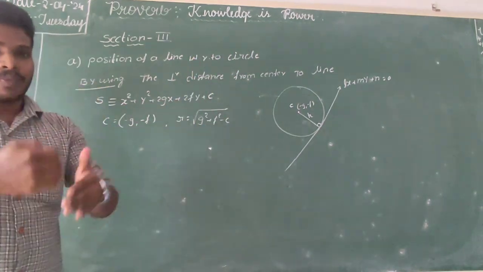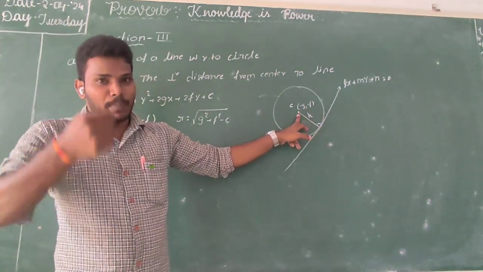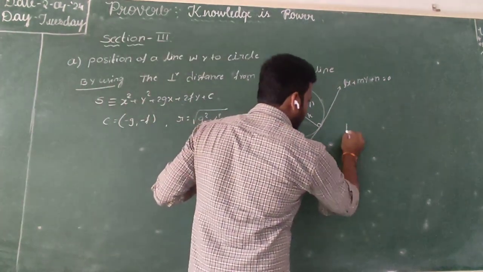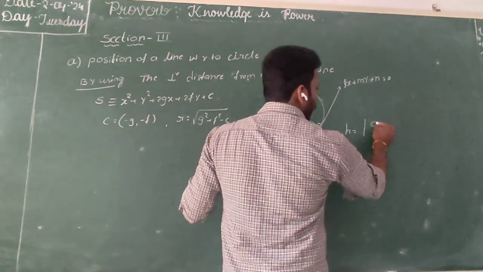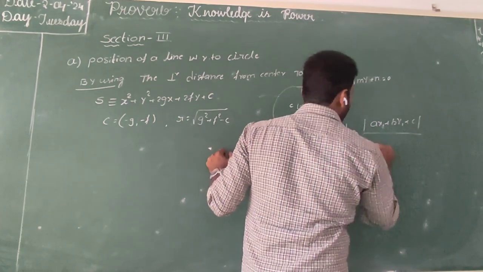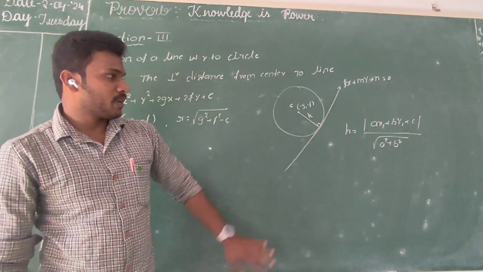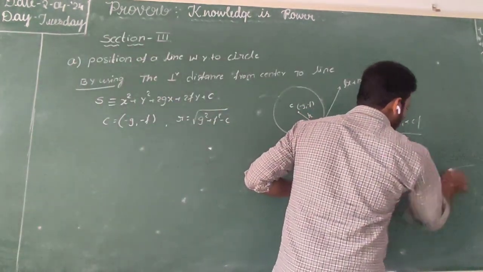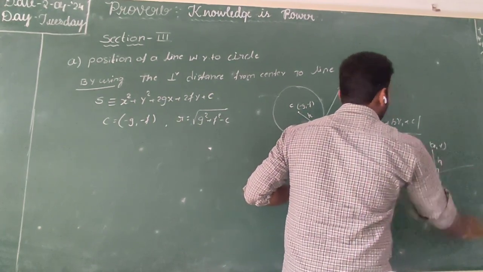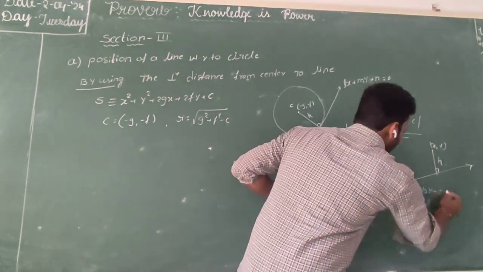So we are comparing the distance from the center of the circle to the line. In the straight line concept, you know the perpendicular distance from a point to a line is h. The formula is h is equal to mod of ax1 plus by1 plus c by root over a square plus b square, where x1, y1 is the point and ax plus by plus c equals 0 is the line.